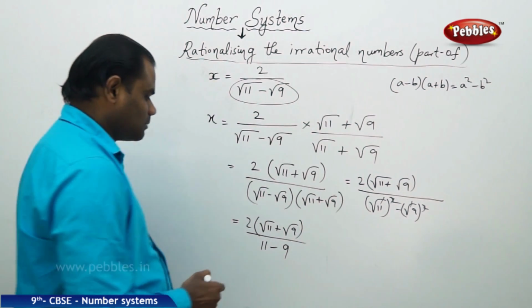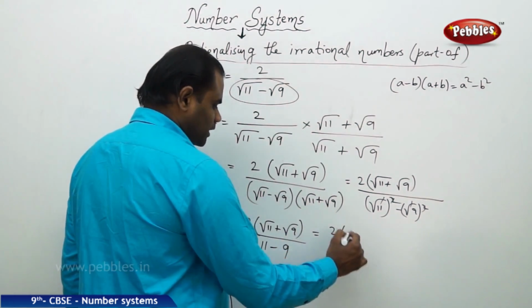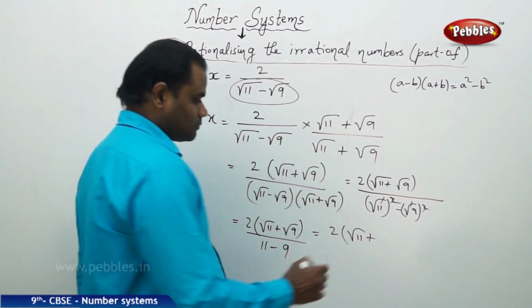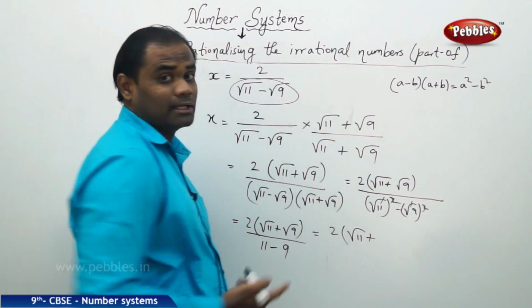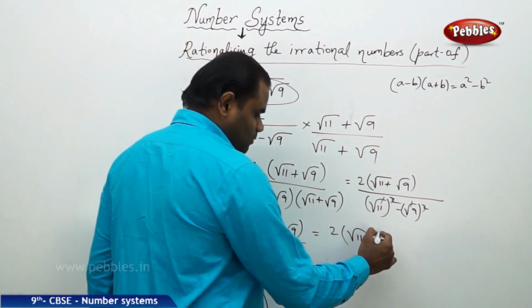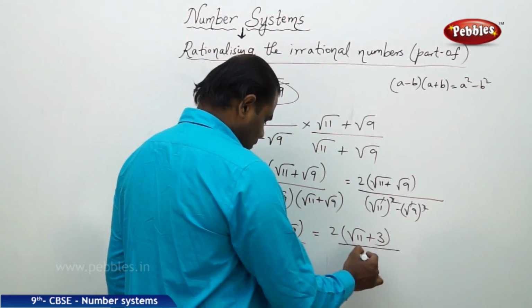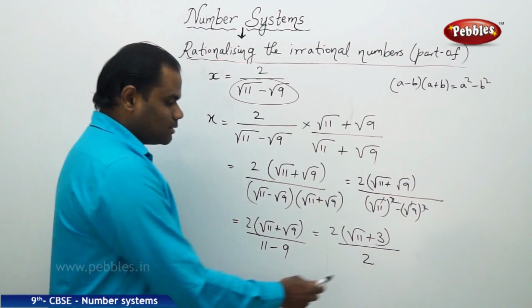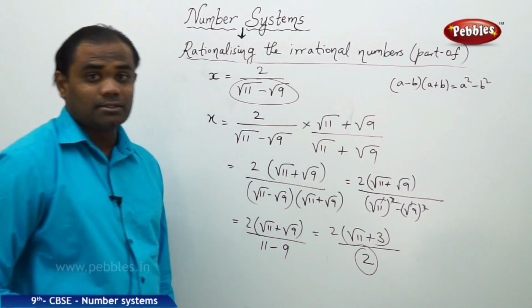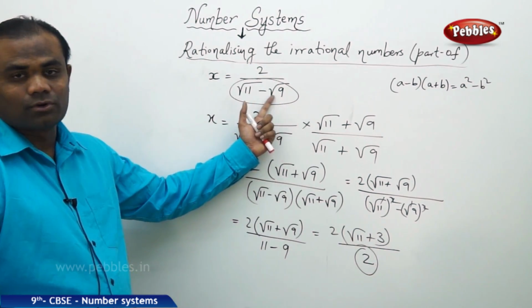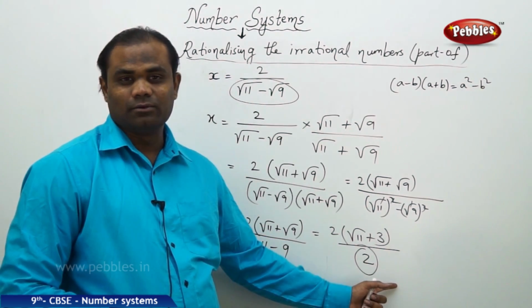And therefore, this comes out to be 2 times root 11 plus root 9, of course, is 3. Though given in the question in unsimplified form, I can substitute this root 9, a perfect square, to be 3, and 11 minus 9 is 2. Therefore, I see that the denominator is rationalized finally. The denominator which was in roots is no more in any root form.